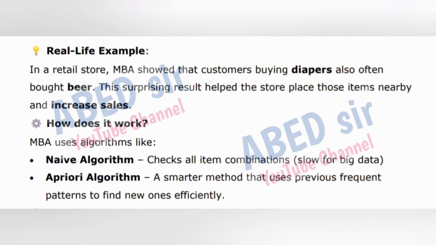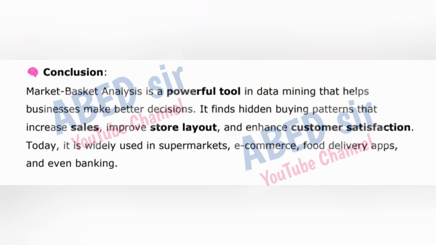How does it work? MBA uses algorithms like the naive algorithm, which checks all item combinations and is slow for big data. The a priori algorithm is a smarter method that uses previous frequent patterns to find new ones efficiently. Conclusion. Market basket analysis is a powerful tool in data mining that helps businesses make better decisions. It finds hidden buying patterns that increase sales, improve store layout, and enhance customer satisfaction. Today, it is widely used in supermarkets, e-commerce, food delivery apps, and even banking.